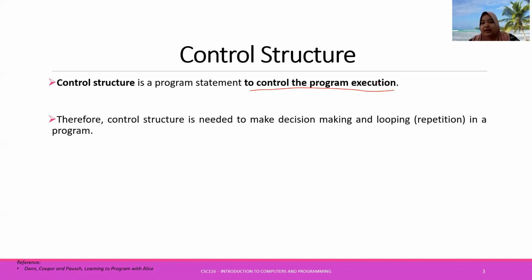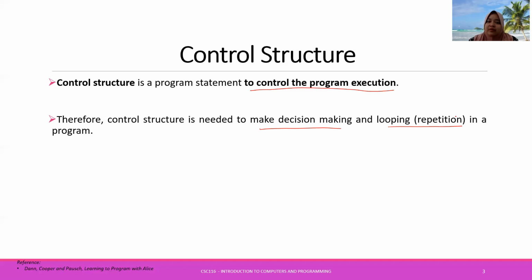Bila kita dah belajar berkenaan dengan decision making, kat sini nanti kita akan mengaplikasikan kegunaan correct and wrong for the Nemo. Therefore, control structure is needed to make decision making and looping repetition in a program. This is a very important part when we create our coding. So we need to make decision making and looping.